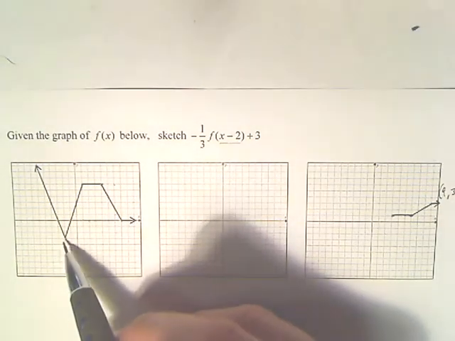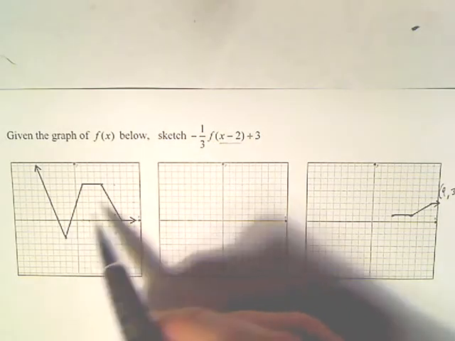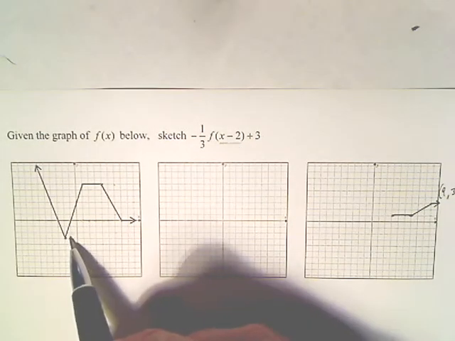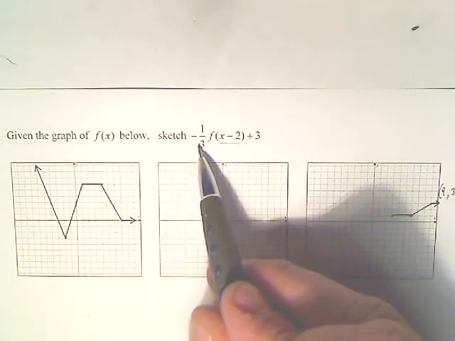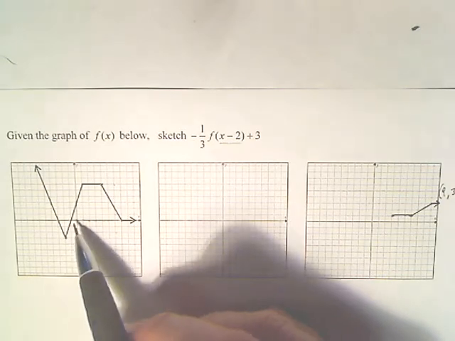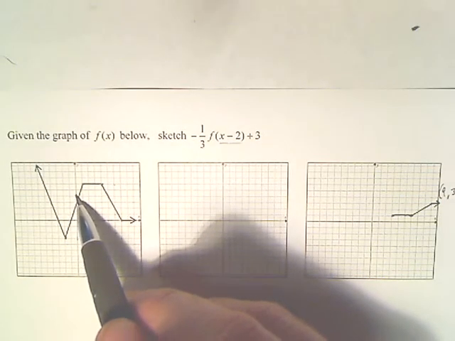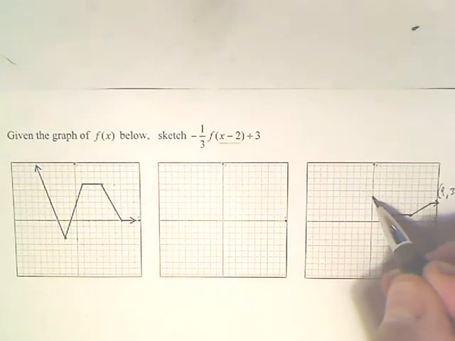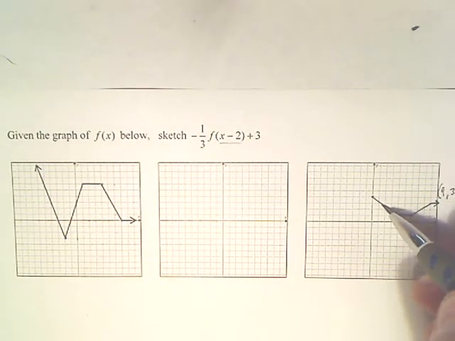So the next coordinate point we're going to move is this one, negative 2, negative 3. First, we move it to the right 2. That puts me here. Multiply that y value, which is negative 3, by negative 1/3, which would give me positive 1. Then move that up 3, and I end up with 0, 4. 0, 4 is my endpoint. Now I can connect these.